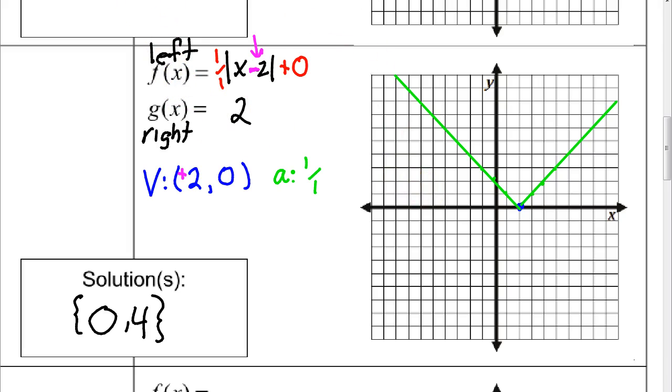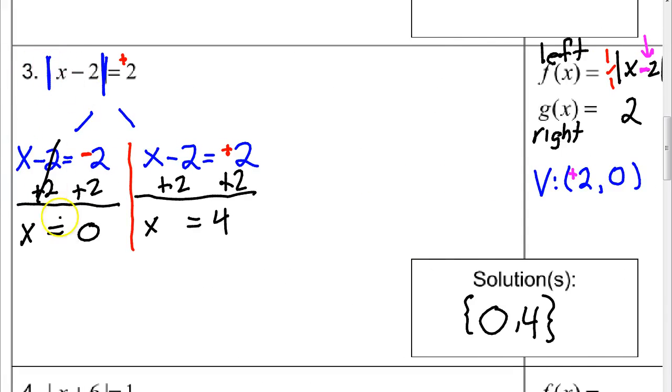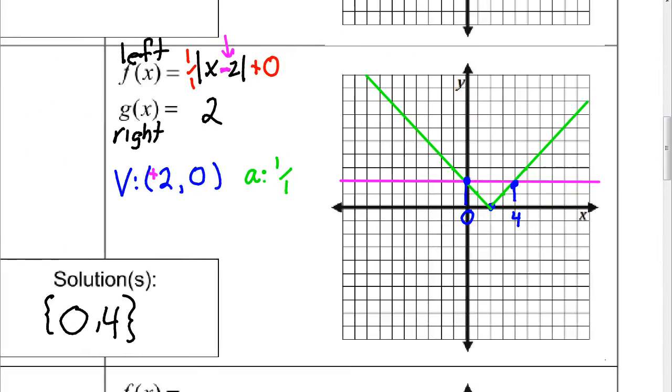And then 2. And as you can see, they intersect right here, which is 0, and then right here, which is 4. So I get the same two answers, whether I start off with the graphing and then solve algebraically, or like on this one, if I start off with the algebra and then solve graphically, get the same thing.